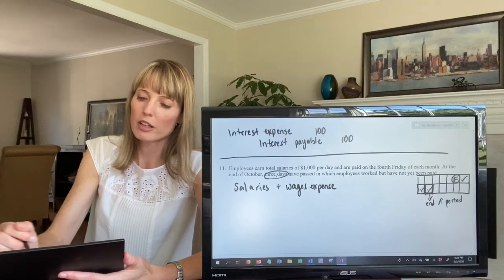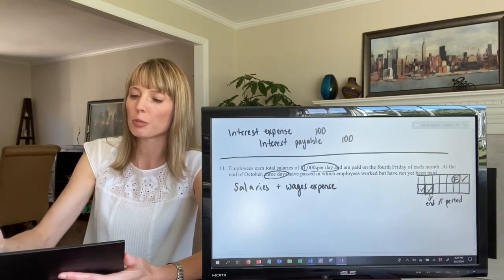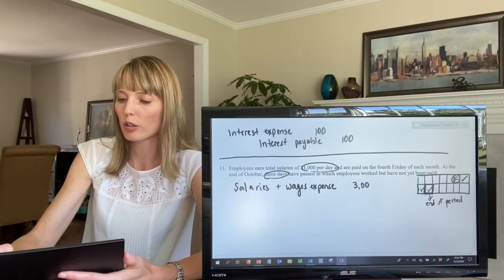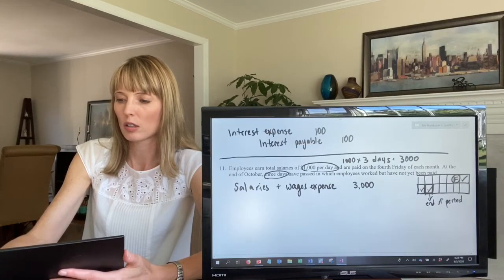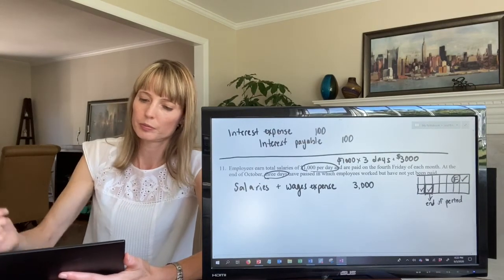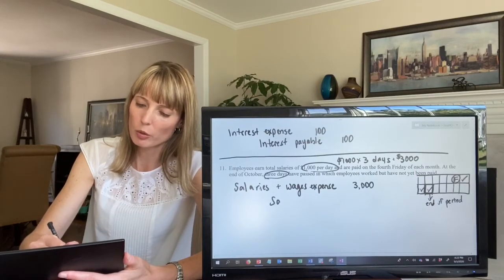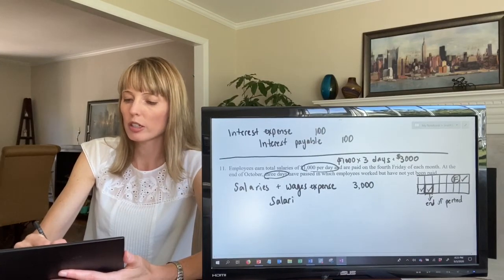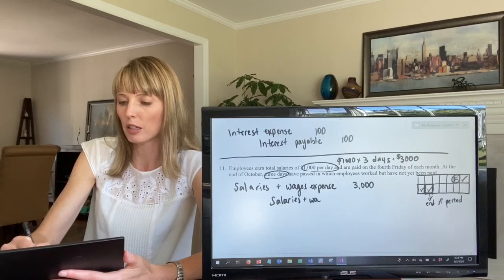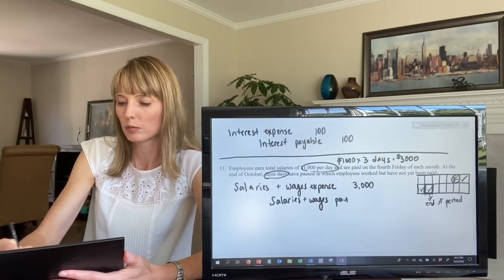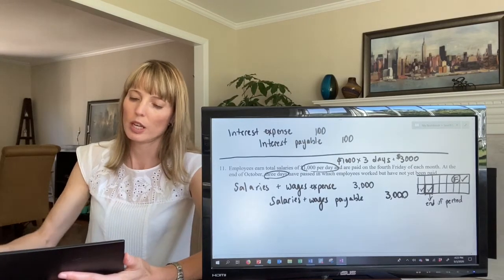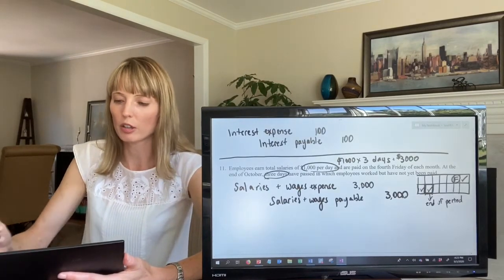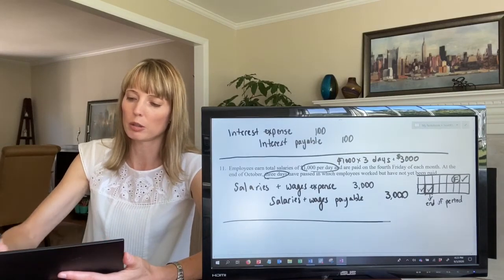Now 3 days have passed and they're earning a total of $1,000 per day. So the total expense is $3,000. And we owe them, so we are going to record an increase in salaries and wages payable. And now we've accounted for the fact that we incurred the cost and we owe our employees.